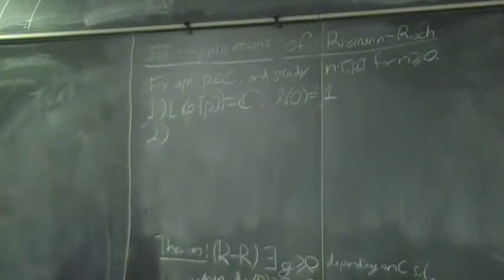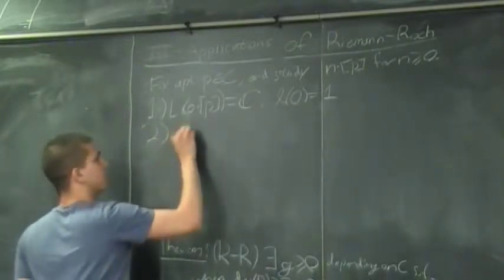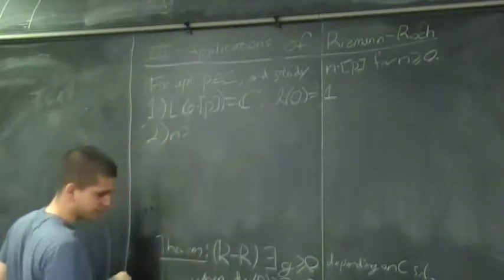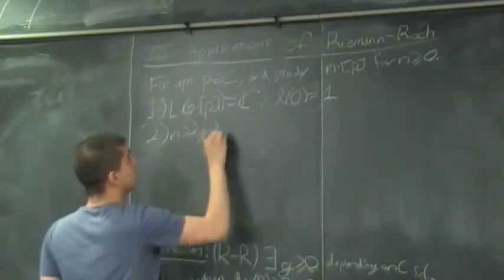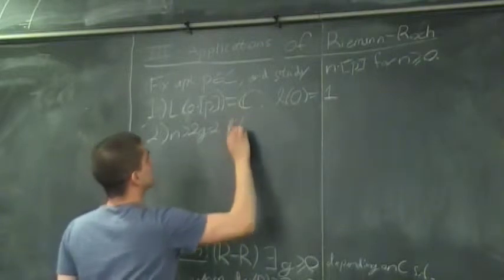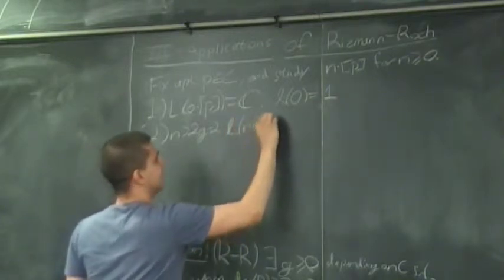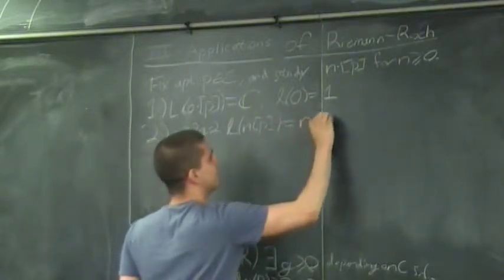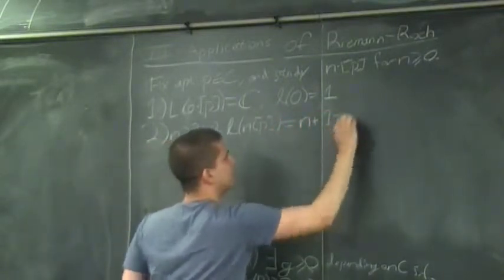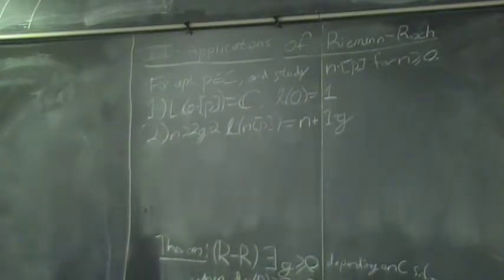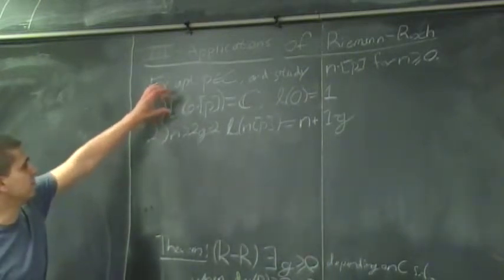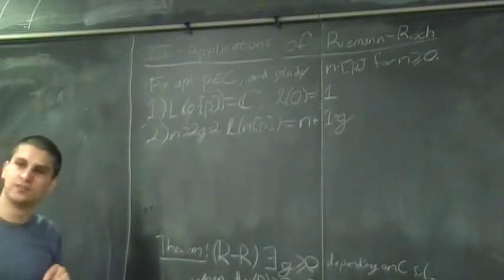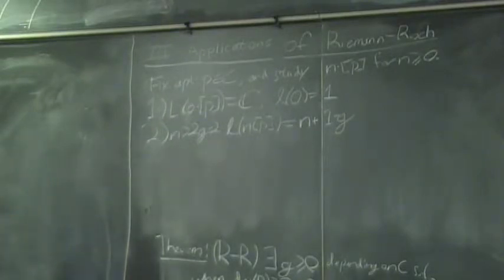The other thing we know, thanks to Riemann-Roch, is that when n is bigger than 2g minus 2, little l of n times P is exactly what the Riemann-Roch theorem tells us, which is n plus 1 minus g. So the question is, what happens in this range from 0 to 2g minus 2? There are a couple things that we can say about this right away, and a couple things that will take a little bit more thought.